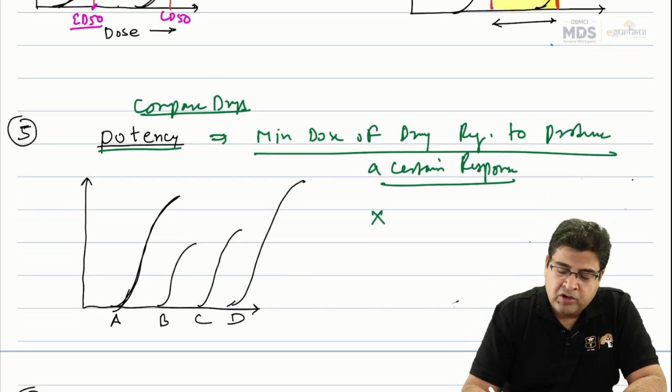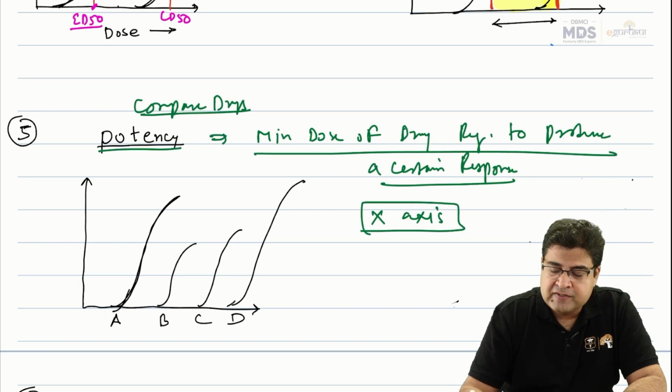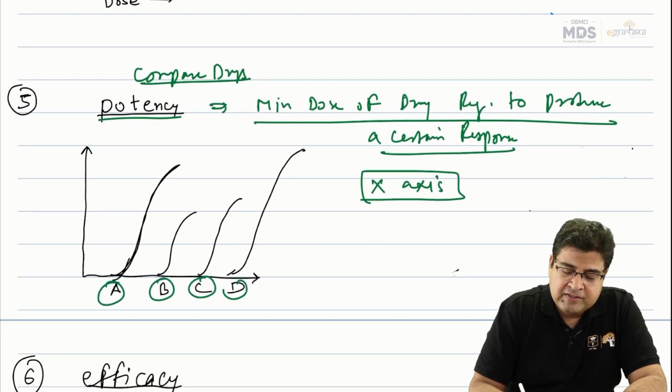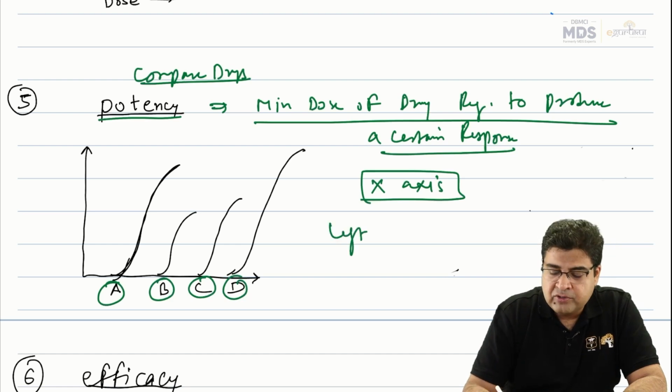This is always plotted on the x-axis, so we always see the position of the DRC on the x-axis. Assume I have four medicines with me: A, B, C, and D. So any graph that is on the left side.